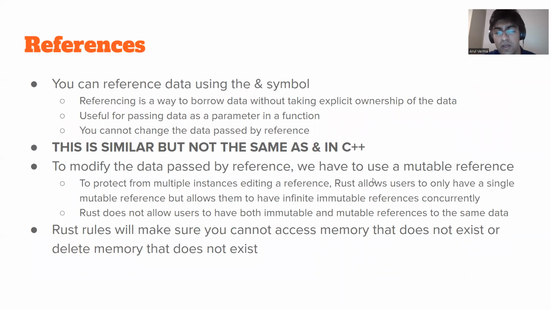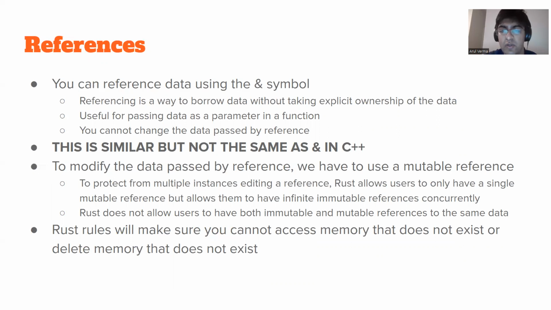So you don't have to have that concept of cloning. If we want two data variables that store the same address, we can use the concept called referencing, which is basically using the & symbol. And referencing is a way to borrow data without taking explicit ownership of the data.